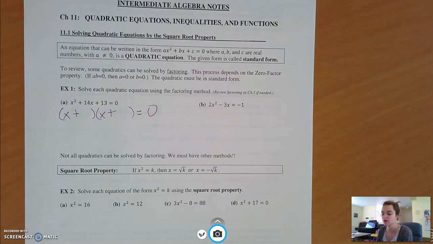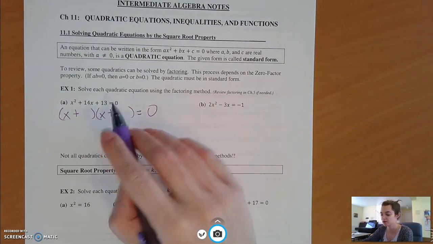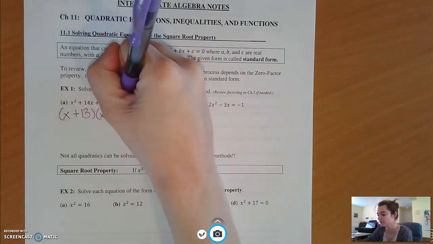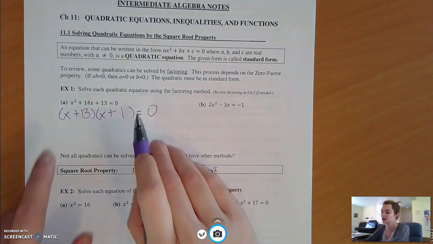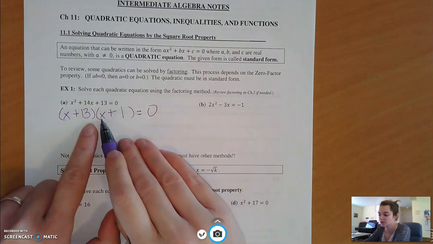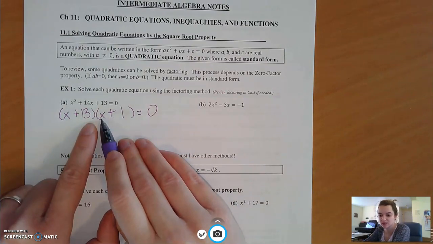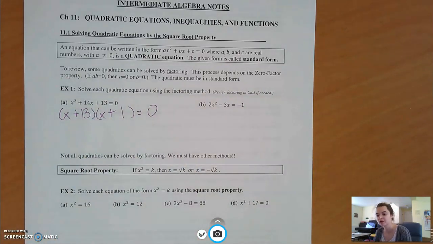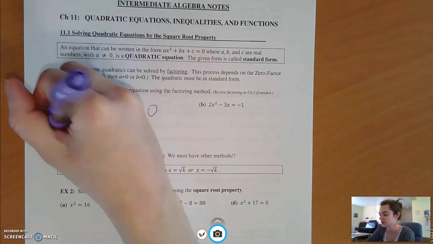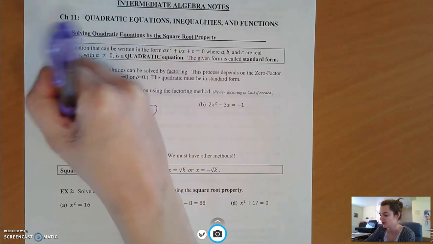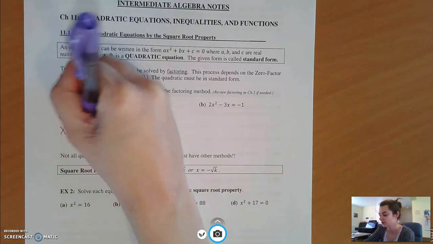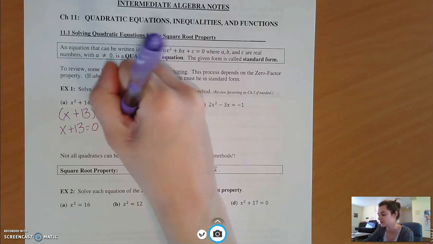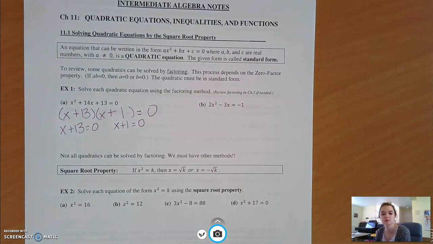Plus and plus. To get to 13, which is a nice prime number, the only way we're going to do that is 13 and 1. Then you double check, so the outside times 1 is x. The inside, 13 times x is 13x. And 1 plus 13x equals 14x, which is our middle. We factored it correctly. Okay? Once you've factored it, set each factor equal to 0 and solve. So my two factors are x plus 13 equals 0, and my other factor would be x plus 1 equals 0. Okay? Then you solve your little equations.